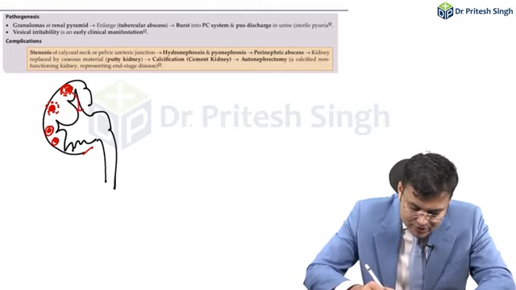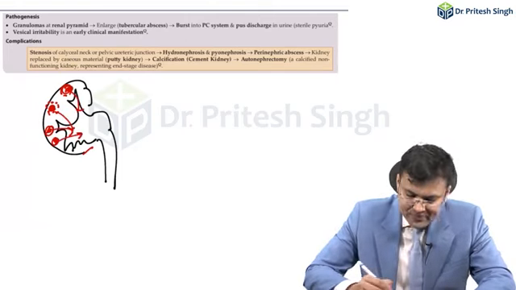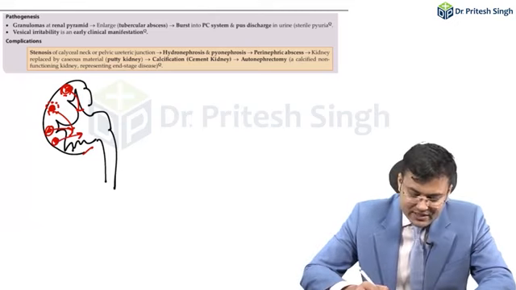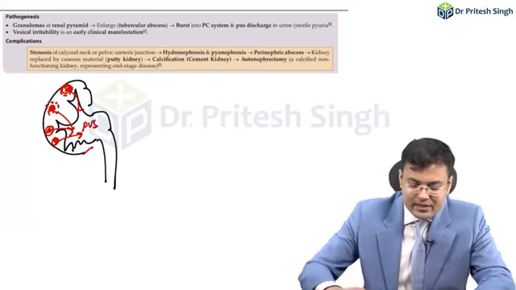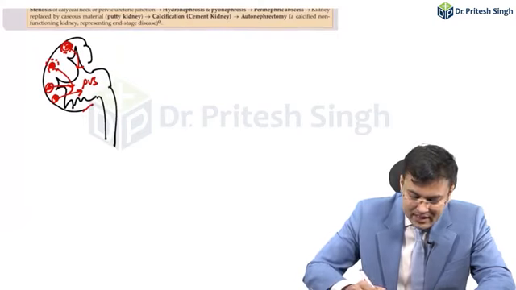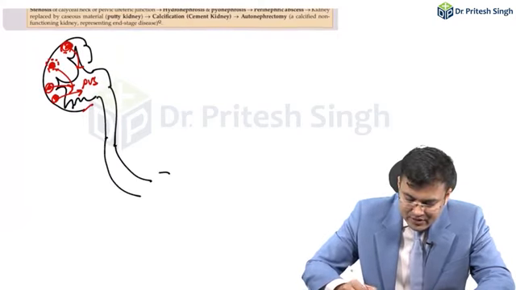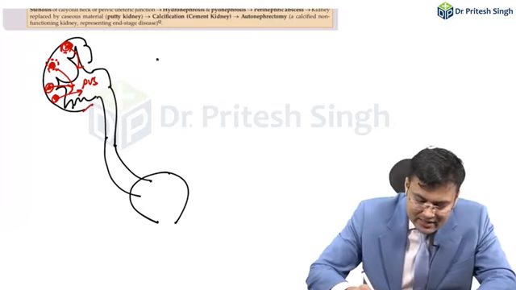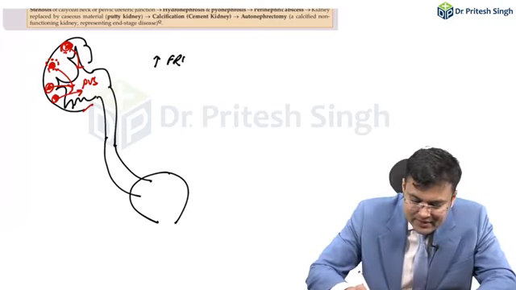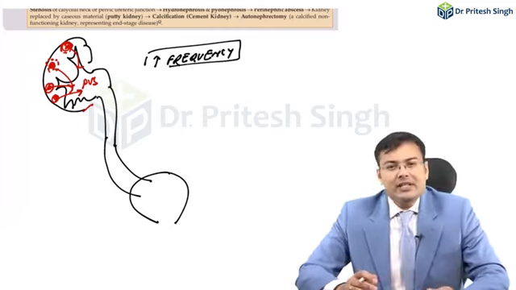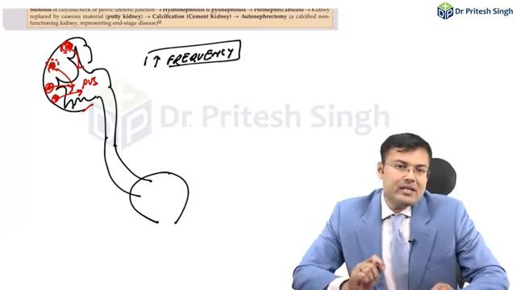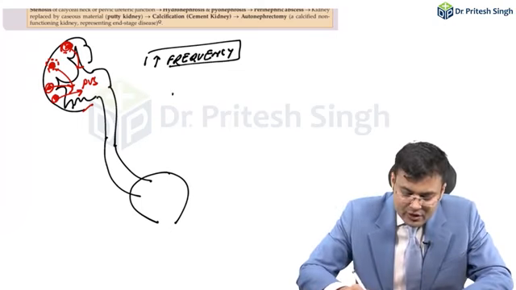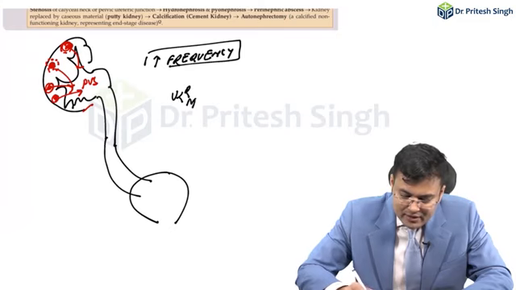This abscess is going to rupture into the pelvic calyceal system, and because of this rupture, the pus comes into the pelvic calyceal system, and after that, via urine, it is going out. When the pus is coming in the urine, the patient is having increased frequency. This is the earliest, most common symptom.